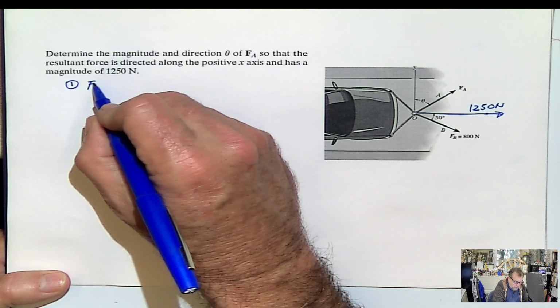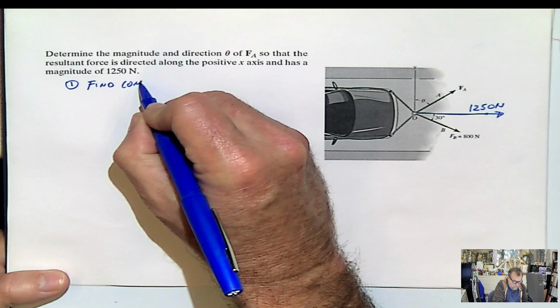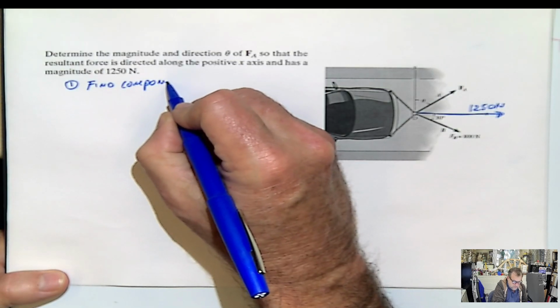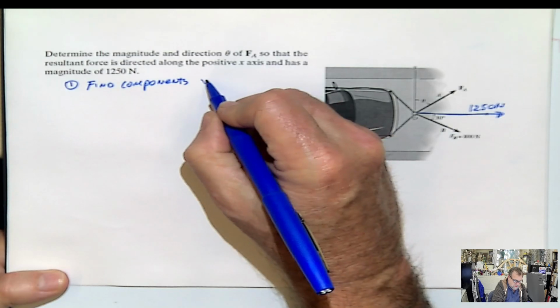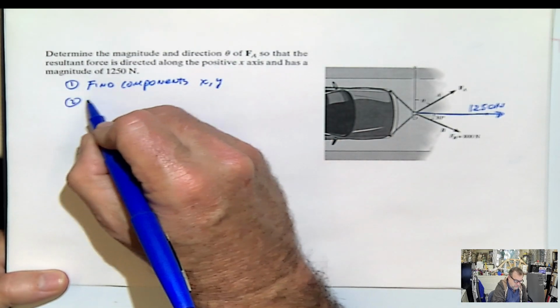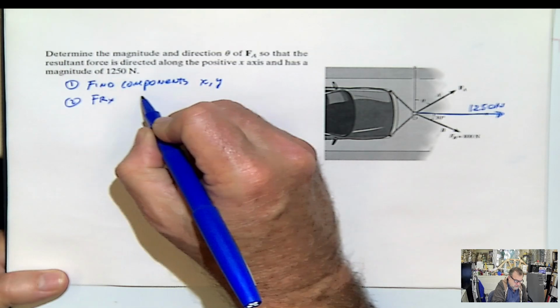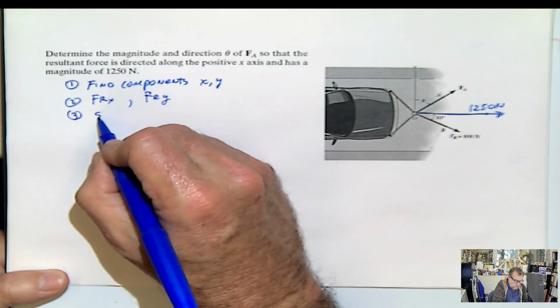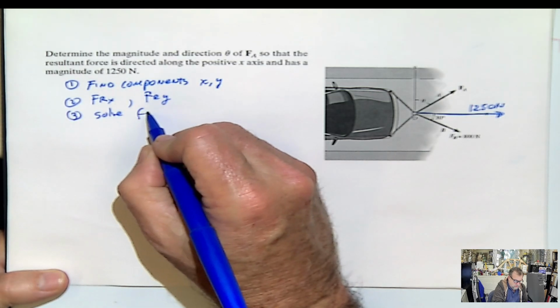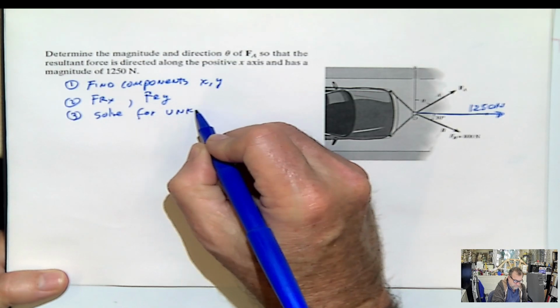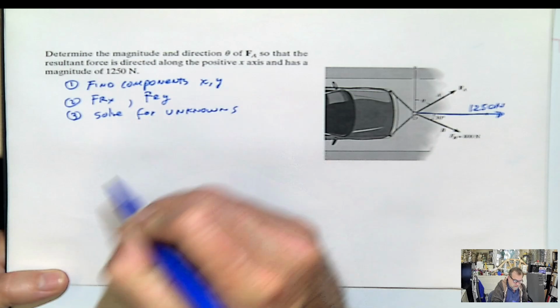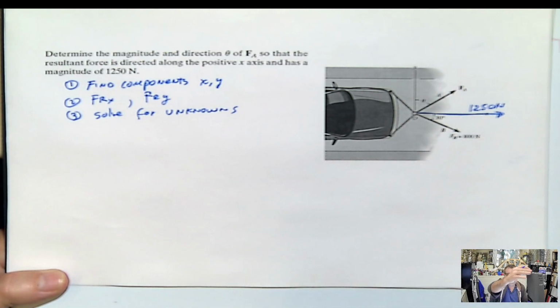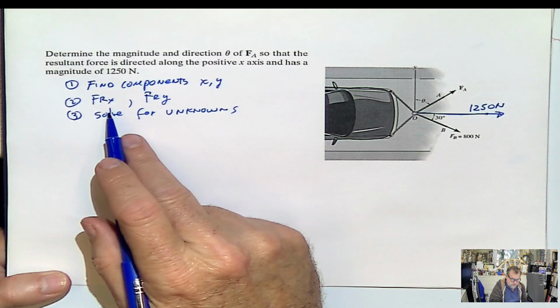Resolve, find components of the forces. Always, it's going to be this. In x and y, find the resultant in x, the resultant in y, solve for the unknowns. It's always the same basic general procedure that we are using here. So let's do it. First in x.